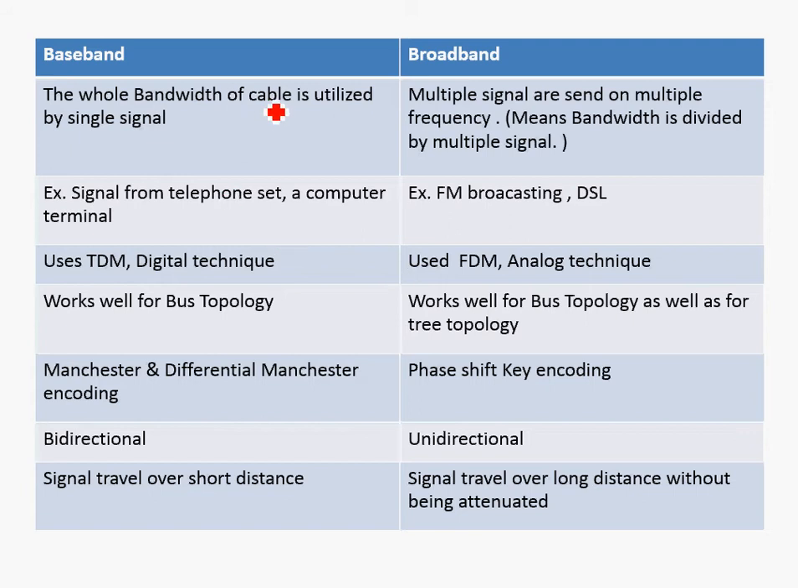In baseband, the whole bandwidth of the cable is utilized by a single signal, whereas in broadband multiple signals are sent on multiple frequencies, meaning the bandwidth is divided among multiple signals. Signals from a telephone set and a computer terminal are examples of baseband. A broadband example is FM broadcasting. We know about radio systems where FM broadcasting is an example of broadband. Even broadcasting and broadband, both words are very much related to each other. DSL is another example of broadband.